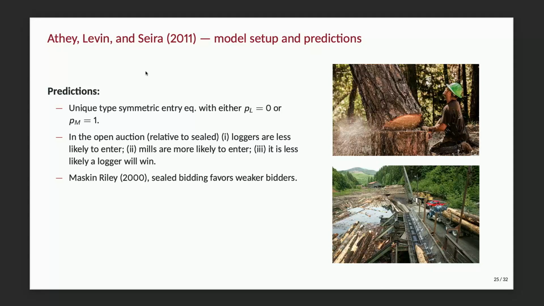So then the key question of interest, to remind you, is should the government be using open or sealed bidding in these auctions? And here are some comparisons of these two auction formats. The model tells us that in open auctions relative to sealed auctions, loggers are less likely to enter, mills are more likely to enter, and it is less likely that a logger will win. Okay?